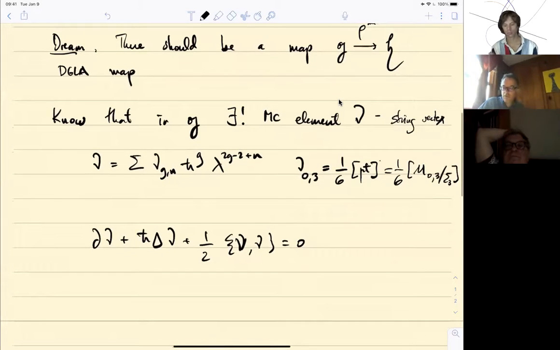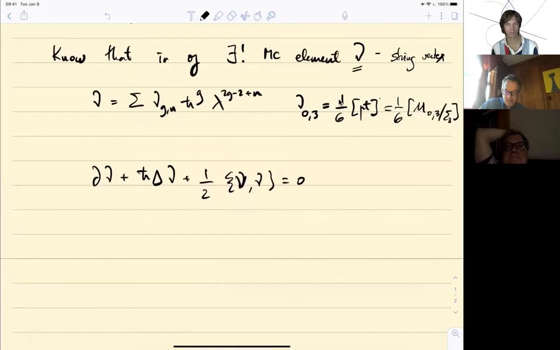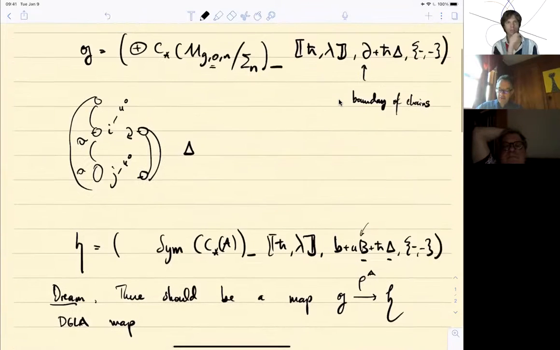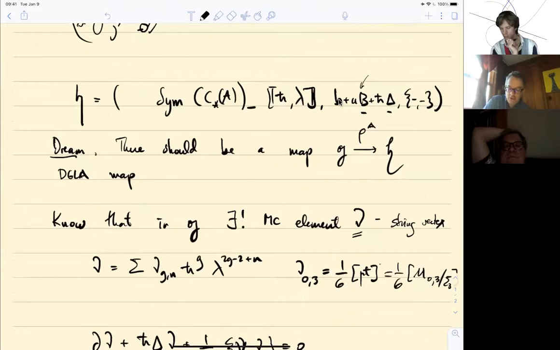So this we know, we cannot compute explicitly this V, but this is a general theorem that there is such a unique element. And if we had this element, we would take beta, which will be a Maurer-Cartan element in H, to be beta equals, and I have to put this in quotes, rho A of this V. This would be our desired element in the Maurer-Cartan space of this H in chains of the A infinity algebra A.